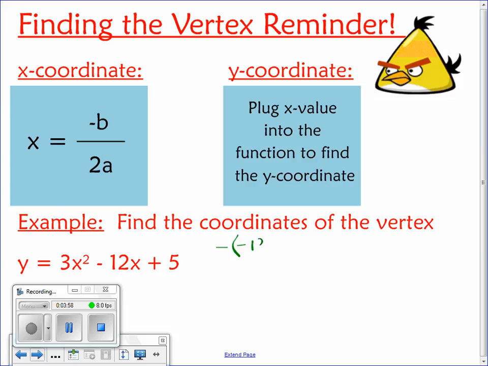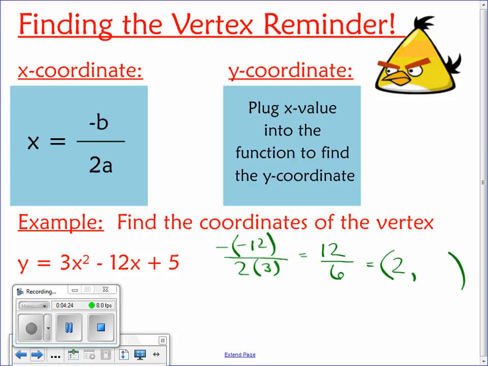-12. Good, it will be positive. Over 2 times my a value, 3. And from the video yesterday, hopefully you remember, be careful cleaning this up. Clean up the top, clean up the bottom, then divide them. So on the top, we're going to get a positive 12, on the bottom 6, and 12 over 6 is 2. So that's going to find your x value.